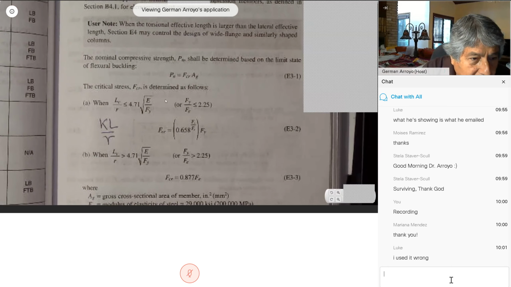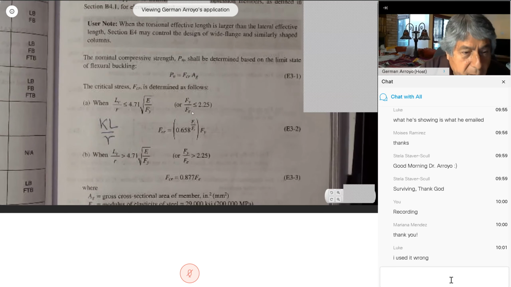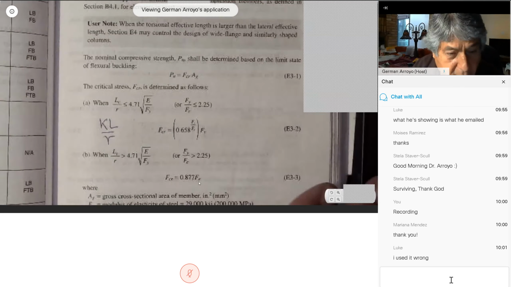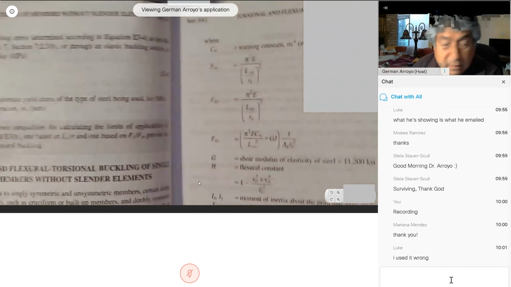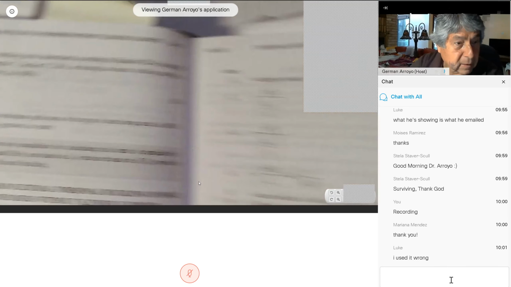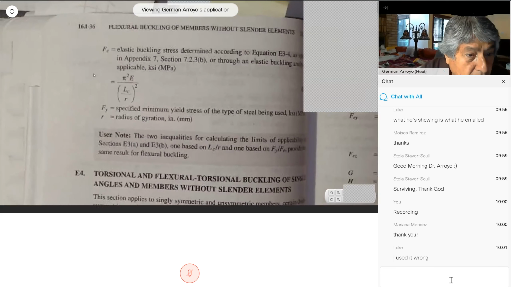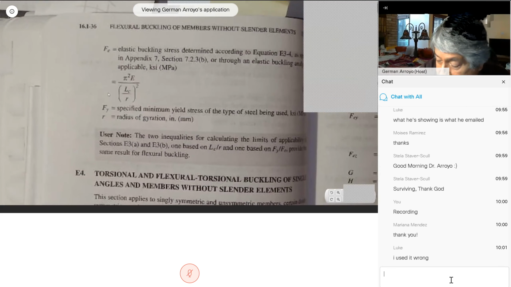And like I mentioned to you, this value here is the KL over R. So whenever KL over R is smaller than this value, this is inelastic behavior. Whenever KL over R is larger than this value, we have elastic behavior, and this is the formula that we use. And this here is the Euler formula, that is the critical load for Euler, that is in the next page.